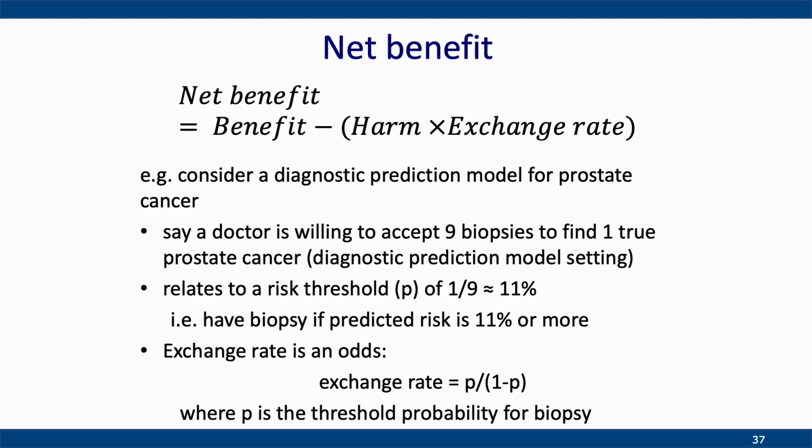Formally, the net benefit can be expressed as the benefit minus the harm times the exchange rate. The example that Vickers often gives is a diagnostic prediction model for prostate cancer. Let's say a doctor is willing to accept 9 biopsies to find one true prostate cancer, then this relates to a risk threshold of 1/9, or 11%. The exchange rate is actually on the odds scale, so that's the risk threshold over 1 minus the risk threshold.